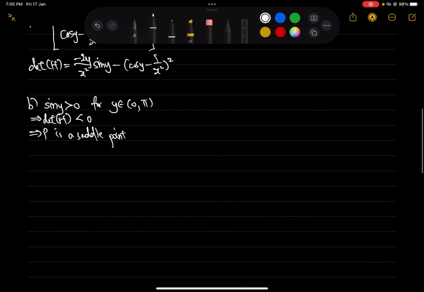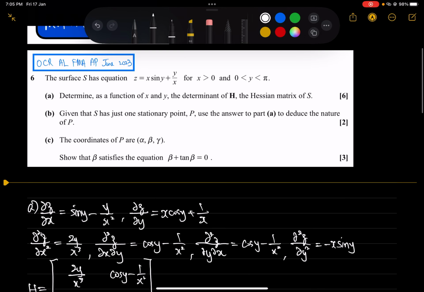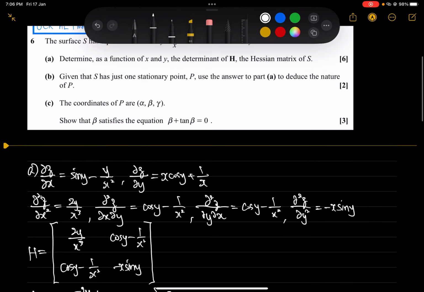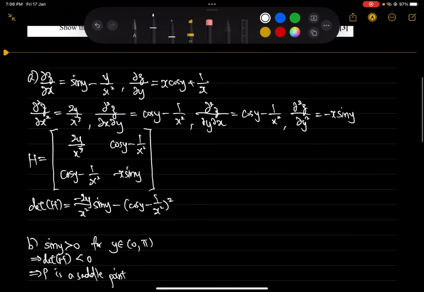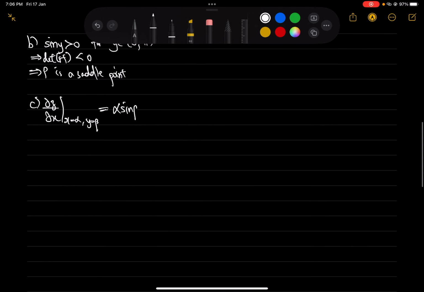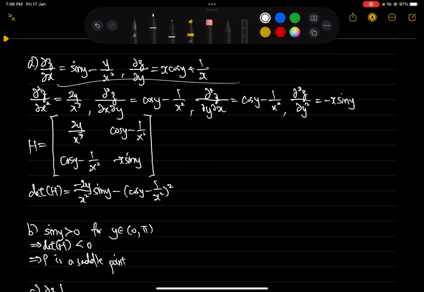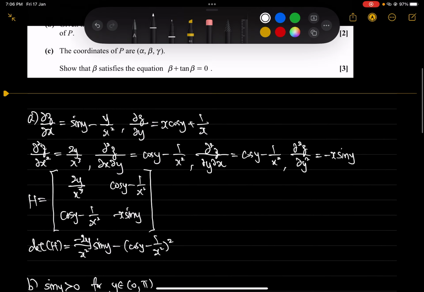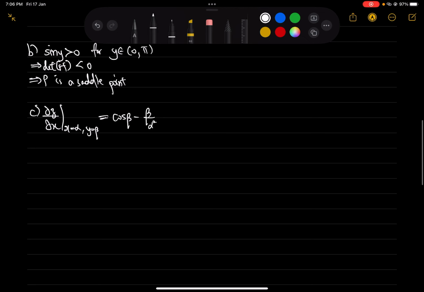Part C is just some basic algebra to prove that the equation is true. So we know that the first derivatives are 0. So let's use that knowledge to our advantage. I think we get alpha sine beta. That's wrong, I'm sorry. Should be using these up here. So that's cosine beta minus beta over alpha squared, which is 0.